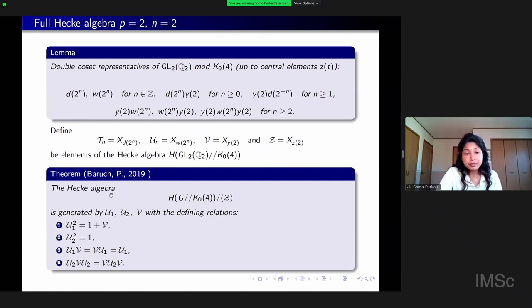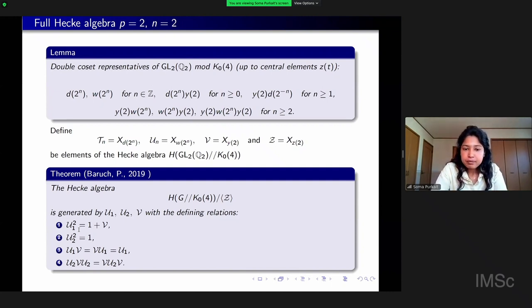is generated by these three elements, U_1, U_2, V, with these defining relations. So U_1 squared is 1 plus V, U_2 squared is 1, U_1 commutes with V, and then we have this braid relation U_2 V U_2 = V U_2 V. Okay, so I think here you can see that I said that there are three generators, but it's essentially two generators because we can get V from the U_1. But just because the relations look nicer in terms of U_1, U_2, and V, I want to keep the V.